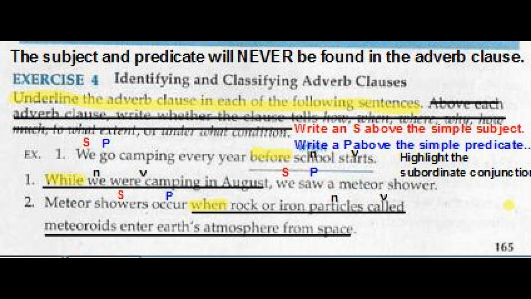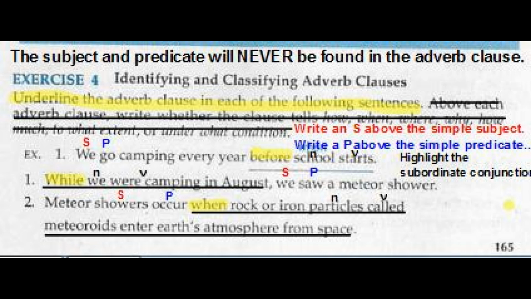Okay, now that we're doing some of these, let's go ahead and do number 1. While we were camping in August, we saw a meteor shower. Okay, I find the subordinate conjunction while, and then I find right after it the subject and verb. We were camping. Mark those, and you can see the comma at the end of that, and then you see the beginning of the independent clause. We, subject, saw, predicate, a meteor shower.